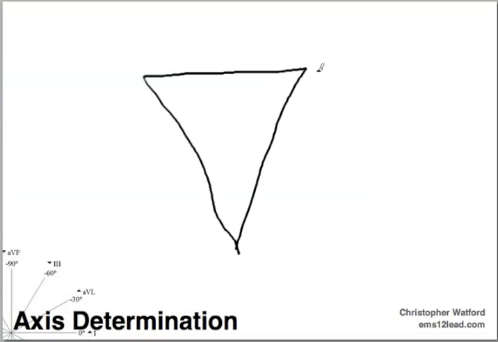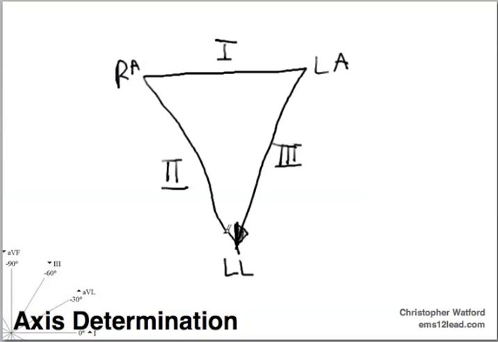Einthoven's triangle, right here, drawn in poor fashion, begins with our electrodes. We get the left arm, the right arm, and the left leg. Three traditional electrodes forming it. And this represents leads 1, 2, and lead 3. Each of these are different views. We can draw little arrows to show which way they're looking. 2, 3, and lead 1.